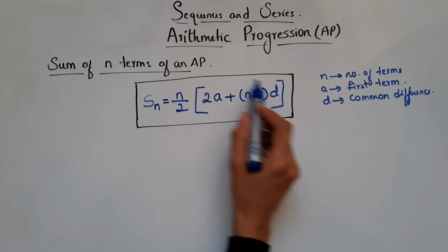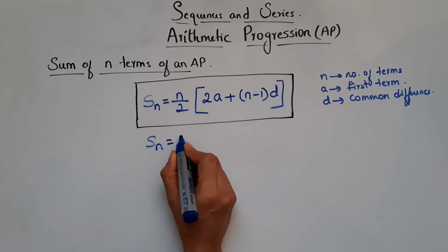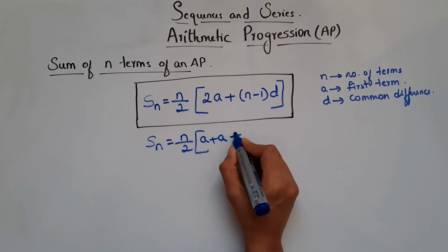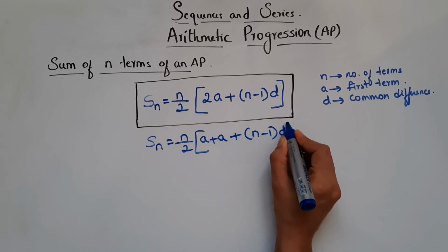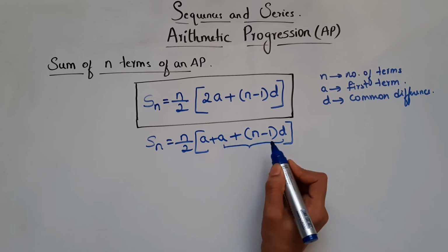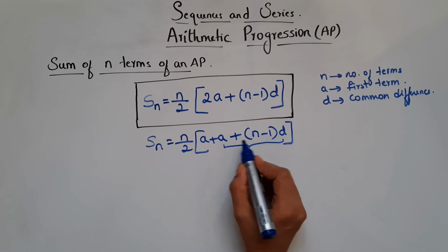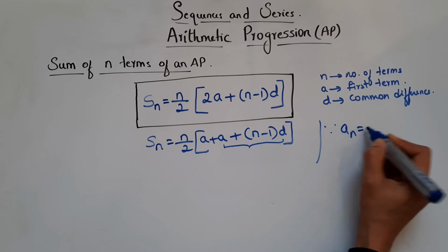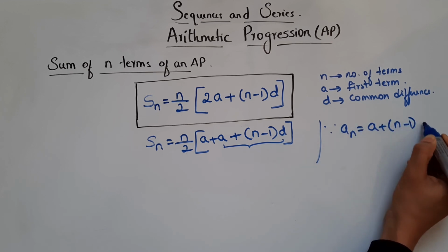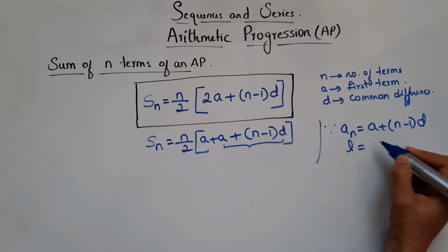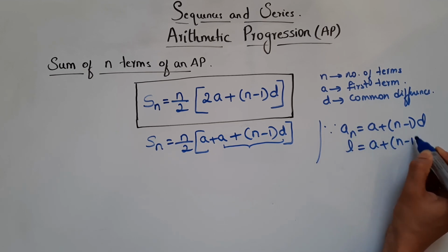Now this equation can also be written as Sn is equal to n by 2 into (2a, you can split this as a plus a, plus (n minus 1) into d). Now if you see, what is a plus (n minus 1) into d? We know an is equal to a plus (n minus 1) into d, that is the nth term, right? So let me write here. an is equal to a plus (n minus 1) into d. Here the nth term means you can also call it the last term, agreed? So you can write L is equal to a plus (n minus 1) into d.